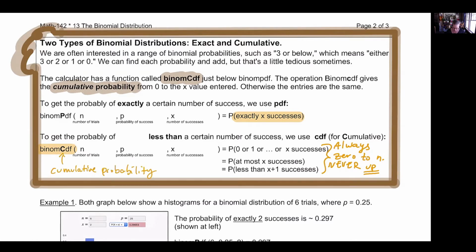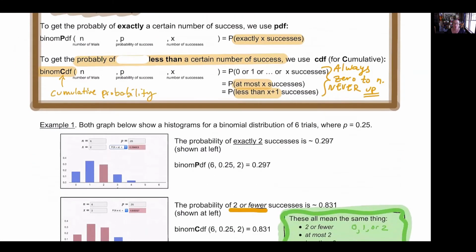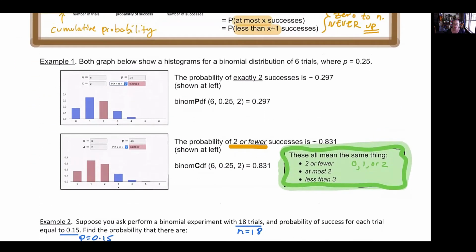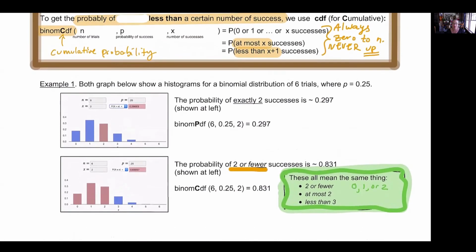We use it to find the probability of less than a certain number of successes. What you want to look for is words like at most X successes, less than a certain number of successes. When we do an example, this will make a little more sense. So example 1 illustrates the differences between the cumulative and the exact success. So here I have a histogram showing a binomial distribution with 6 trials, and P is 0.25. So I want to find the probability of exactly 2 successes. I'm looking at just the probability of that one bar there.